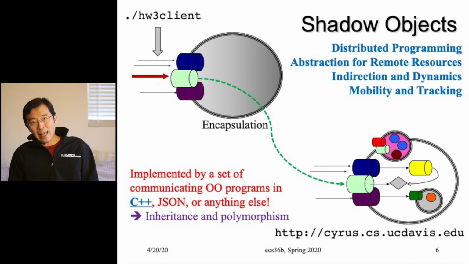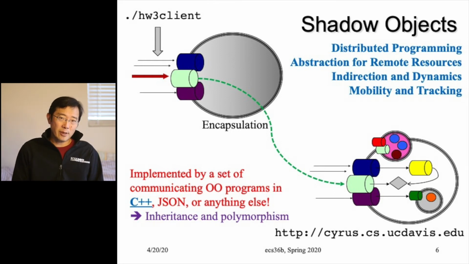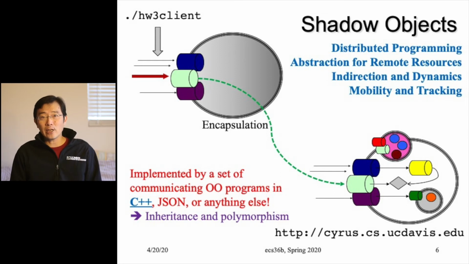However, in this particular lecture, because we're focused on C++, I'm going to look particularly at how we can accomplish this shadow object in the context of the C++ programming language. And particularly, we're going to utilize both inheritance and polymorphism and see how they can handle that as well. Okay.